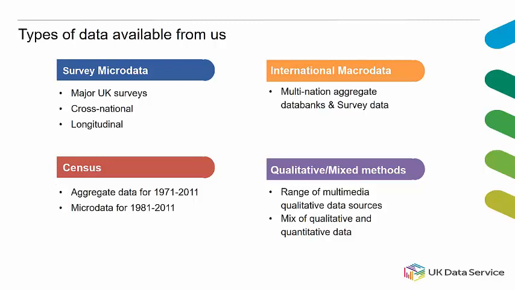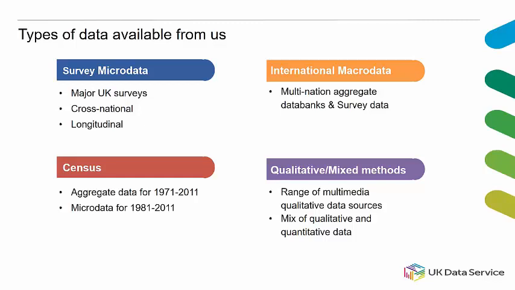We hold just over 7,800 datasets of a number of types, with new datasets being added all the time. Here we focus on 4 key types of data. These are our most popular data. So we have survey microdata, major UK surveys, cross-national and longitudinal. For example, some of these are known as the Understanding Society dataset and British Household Panel surveys. We also have quarterly labour force surveys and the Young Lives survey that falls under this category.